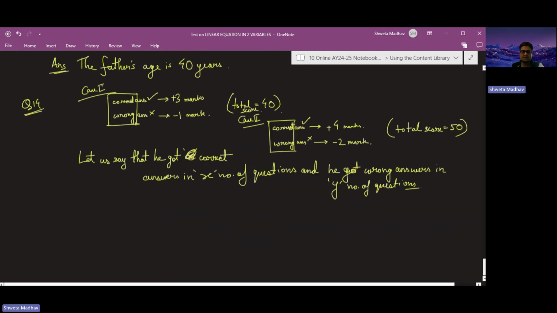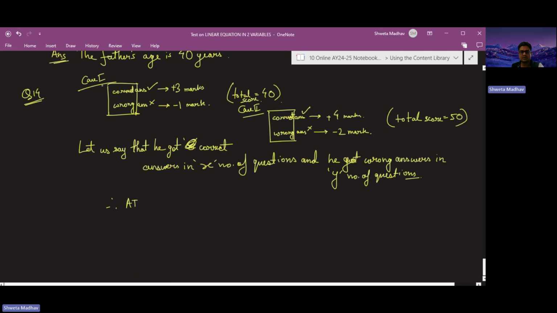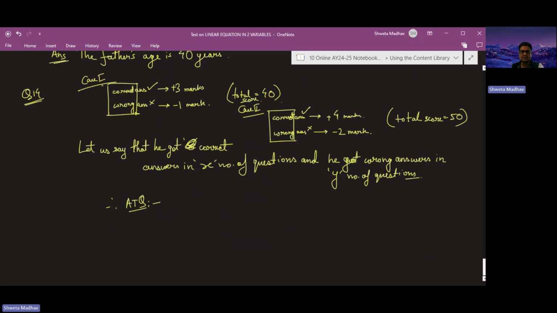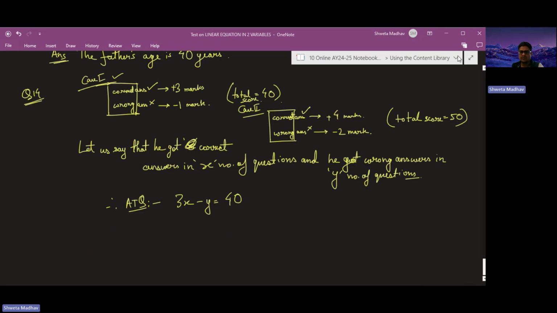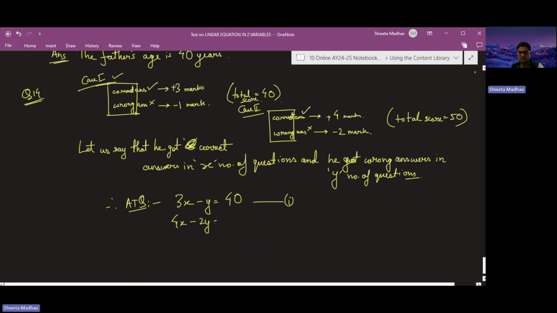So in the first case, according to the question, for each correct answer he will get 3, and for each wrong answer he will get minus 1. So it will be 3x minus y equals 40, since his total score is 40 in the first case. So this is our equation 1. And in the second case, his total score is 50, so equation 2 will be 4x minus 2y equals 50.